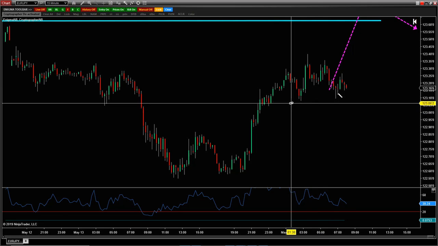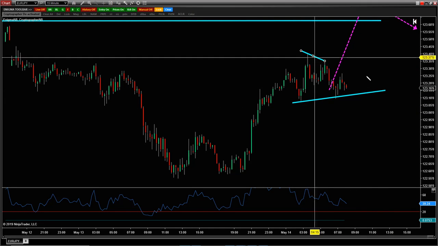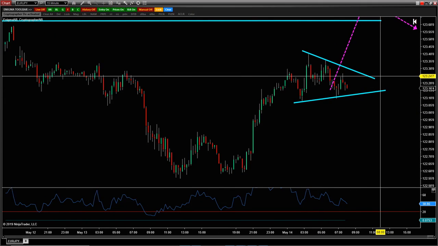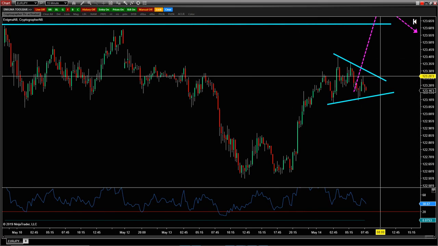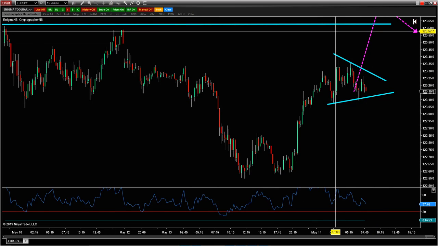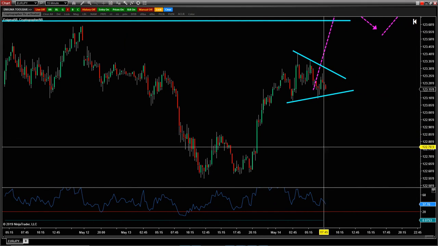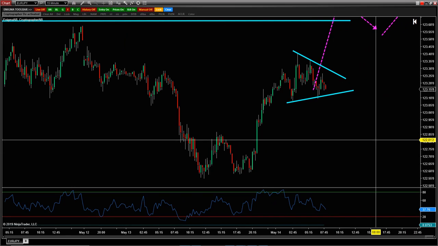We may be putting in sort of a wedge pattern here. So we may even see a smaller breakout from this level. If that's the case, we can anticipate a move up to these 123.57s for you breakout traders. That's something to keep on your radar as well.